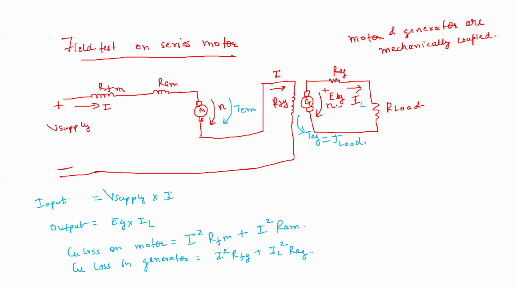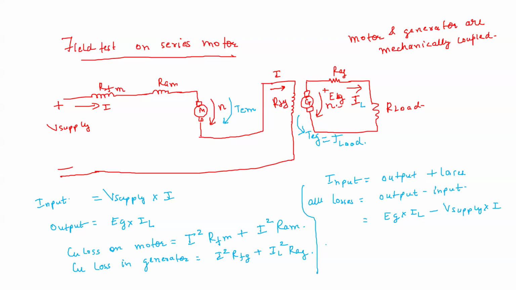Okay, so we know that input is equal to output plus losses. So what is losses? Losses is input minus output. The output is Eg into IL, and the input is V supply into I. And what are these losses? These are all the losses, which means copper loss of motor plus copper loss in generator plus rotational losses.